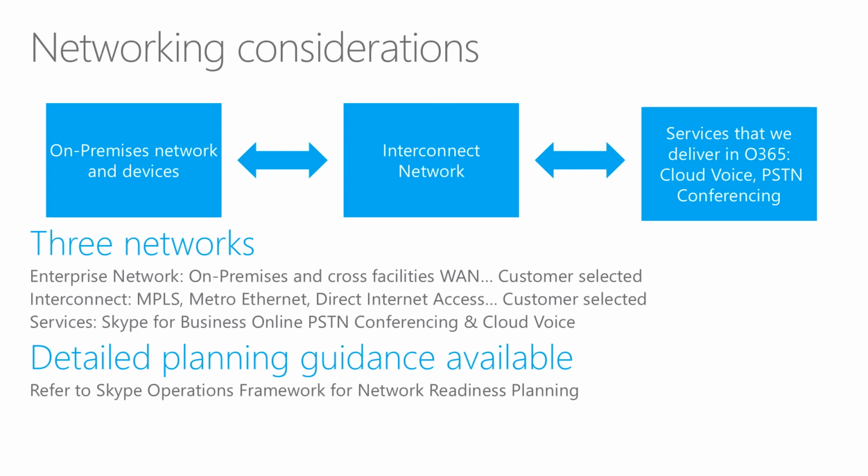You are responsible for the on-premises network because this is something that you manage, that you control, and you are also as a customer responsible for the interconnect network. You select the ISP you want to work with. And you need to make sure that both these networks provide a quality, a performance that is good enough to have this real-time communication.